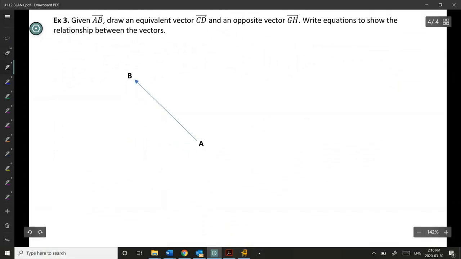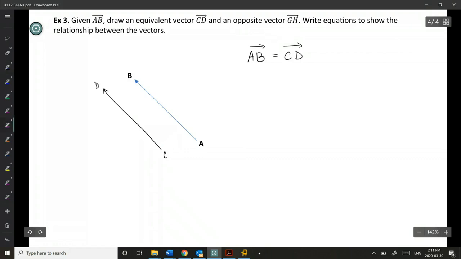Okay, so we're given a vector here, AB, and we're asked to draw an equivalent vector, CD, and an opposite vector, GH, and write the equations to show the relationships. So with a ruler here, as best you can, you're going to create a vector that is parallel and equal in length to AB. I didn't do an amazing job, but you kind of get the idea there. Okay, so this is vector CD. Notice it goes in the same direction, it's equal in magnitude, it's parallel. So for this one, I can say AB is equal to CD.